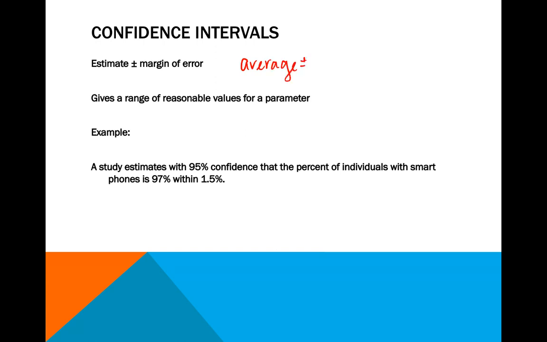plus or minus some known margin, or it might be a proportion or a percent plus or minus some margin. And so really what you need to know for the SATs is it gives you a range of what's reasonable for some parameter. So what's really happening here is that if you want to make some sort of a claim about a population, you typically can't measure every single person in the population. It's just too time consuming or it's too costly.